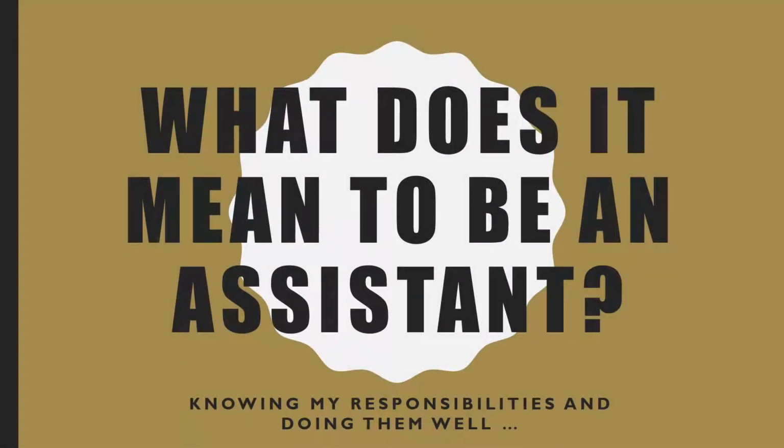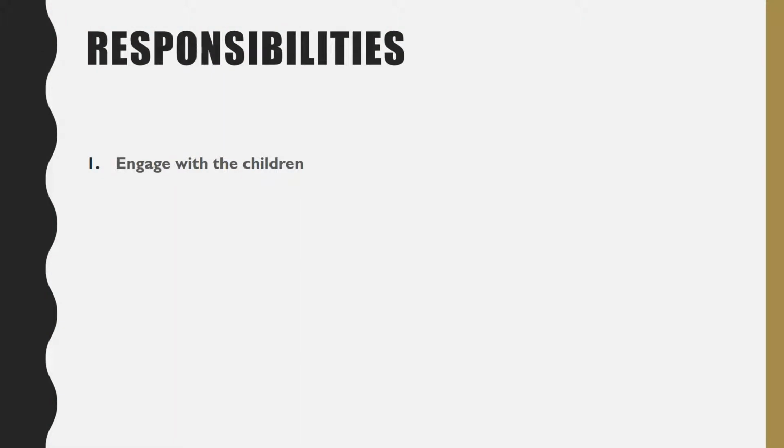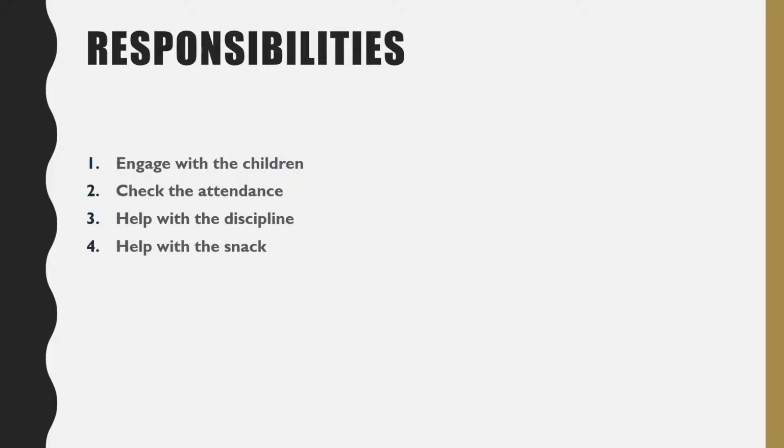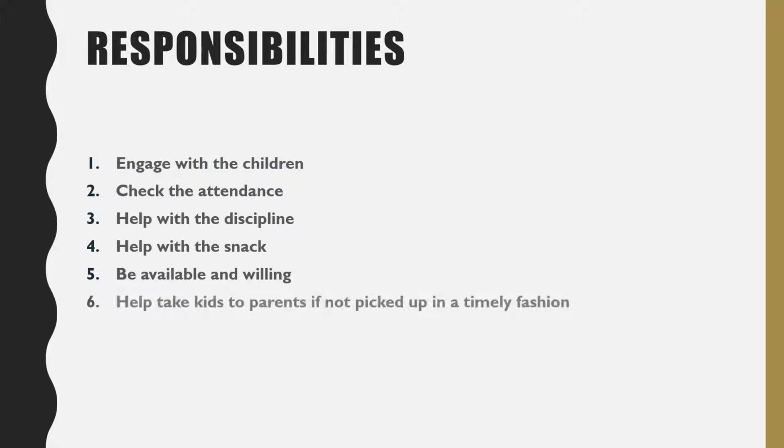This is a session on how to be an effective assistant in the classroom. We are going to talk about 7 responsibilities for the assistant: engaging with the children, checking the attendance, helping with the discipline, helping with the snack, being available and willing, helping kids get to their parents if they haven't been picked up in a timely fashion, and following children out of the room to safety areas.